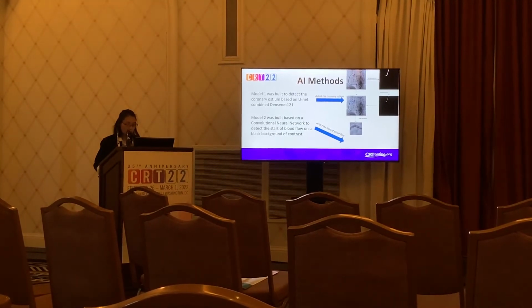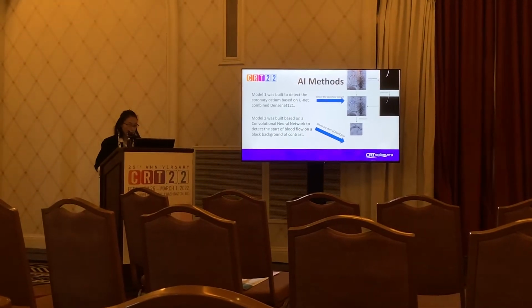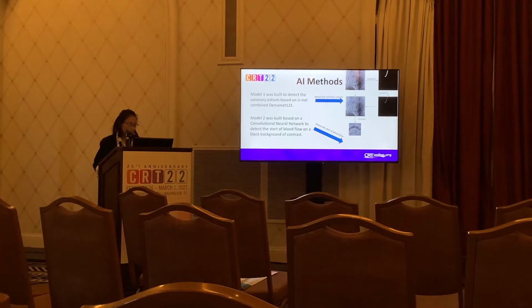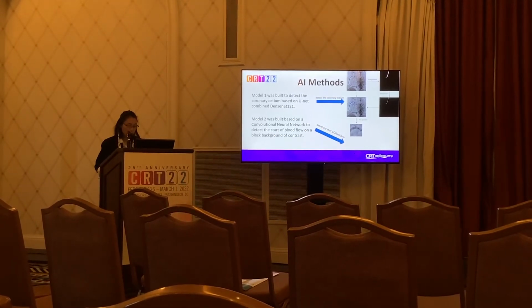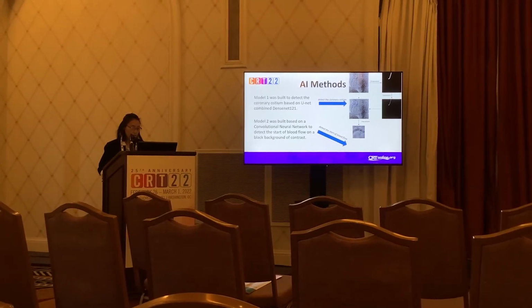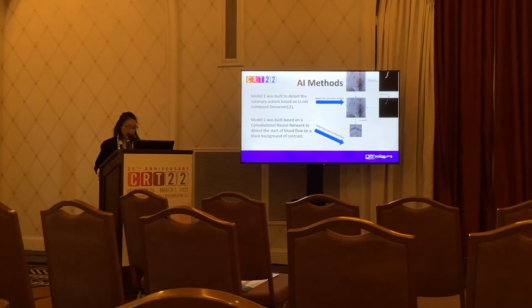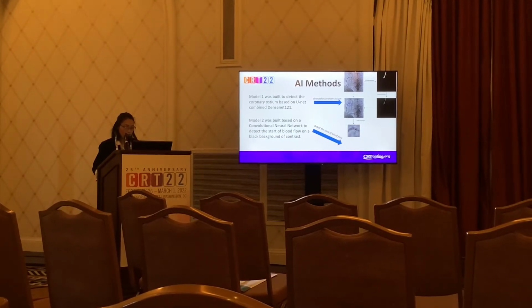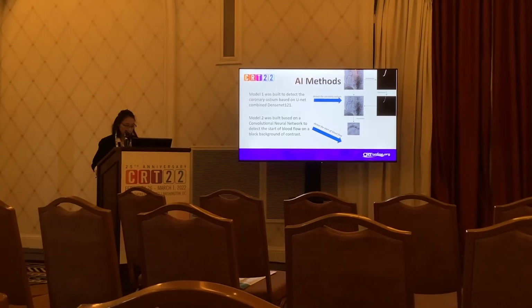Model 2 is called the binary image classification model, which is able to detect the start of the blood flow against the background of the contrast. The aim of this model is to detect the blood coming into the coronary ostium. So this is F1, the first frame of the coronary angiogram.